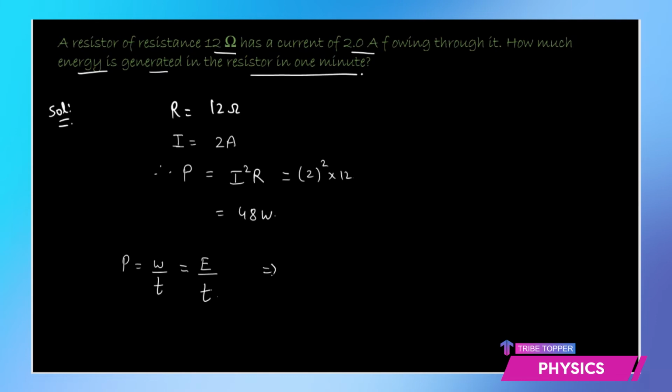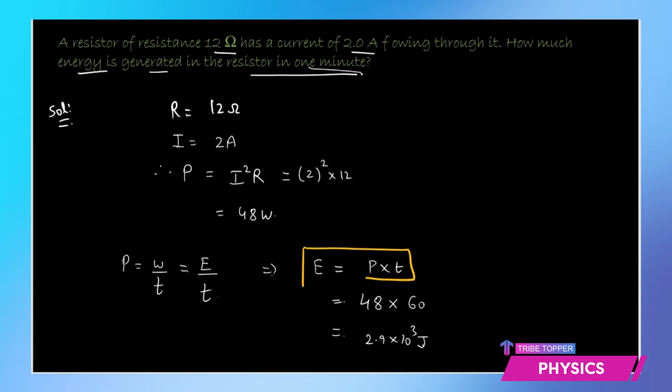So from that we get energy generated would be power into time. Now the power is 48 watt, and in 1 minute how much energy will be generated? So 48 watt into 60 seconds, because time has to be in seconds, and multiplying this we get 2.9 into 10 to the power 3 joules. So you have another formula that you must remember: if you have to find the energy, that will be power into time, because work is replaced by energy here. So power can also be E by T, that's energy over time. So energy that has to be calculated will always be power into time.